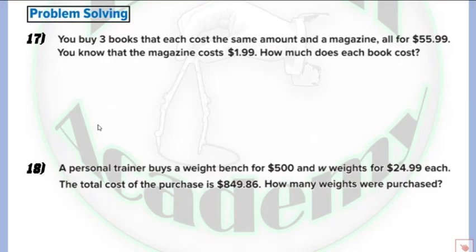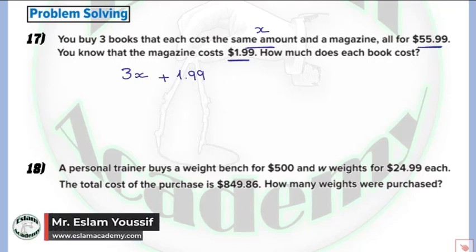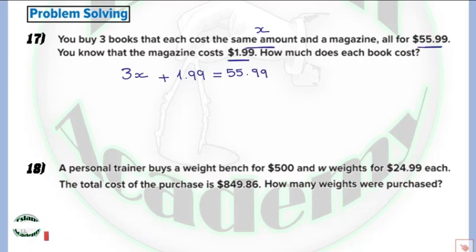In this part we'll solve problems. You buy 3 books. Each one of them costs the same amount, and you don't know the value of the amount, so the amount equals x. And a magazine. All of that, the total price, is equal to $55.99. You know that the price of the magazine is $1.99. So the items that you purchase: we have 3 books, each one costs x because I don't know the price, plus a magazine, the price of the magazine is $1.99, and we pay for all of that $55.99. Now we need to find the price of each book. It means we need to find the value of x.